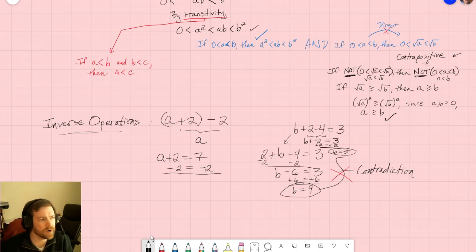Yeah, but that's an operation. Like that's an operation that's being done. Okay. So I mean, addition's an operation too, and it's the whole side.